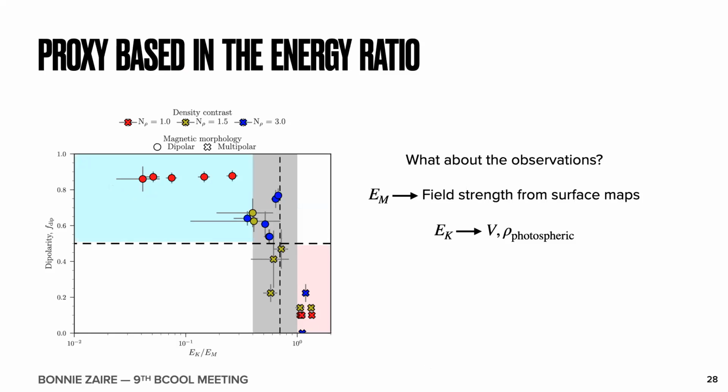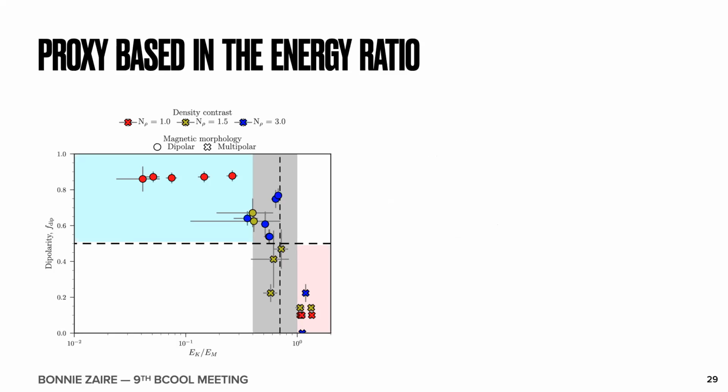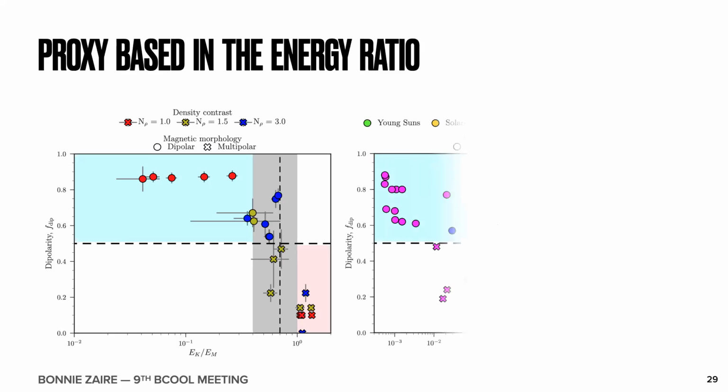So what we did, we computed the ratio at the surface, and for the kinetic energy, we used the convective velocity from 1D models that were published in the literature for each of the stars. And for the photospheric density, we used some rough approximation based on the mass. We obtained that we have strong dipoles lying here, and we also have this complex morphology.